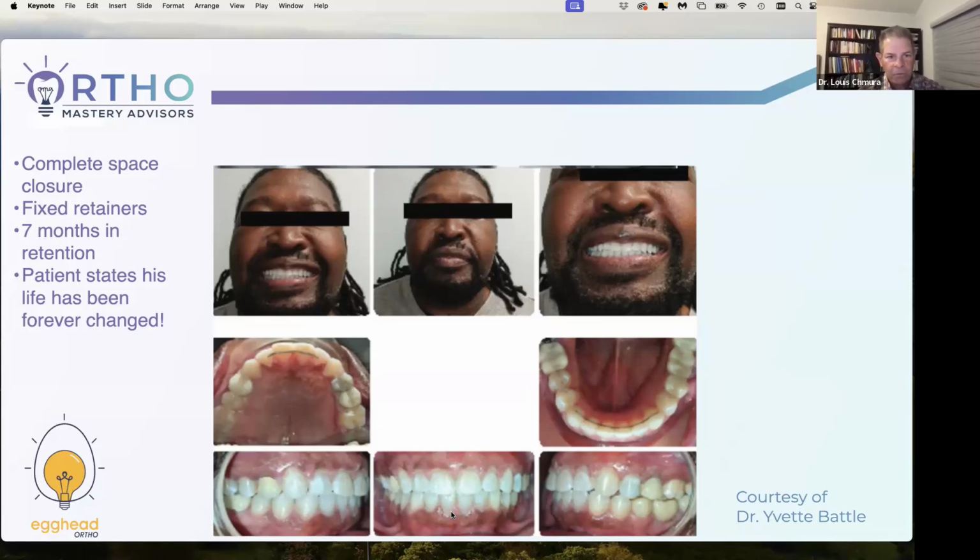They held those closed. And you can see those laterals are just a hair narrow, so they closed those spaces. They almost certainly did IPR on the bottom, right? 7 months in retainer, this is what you're seeing. So we're stable. His life has been forever changed. That's one of the nice things about ortho: you get to see your results and people like coming to you. Nobody ever says, man, I hate to be here, or God, I wish I was doing anything but this.